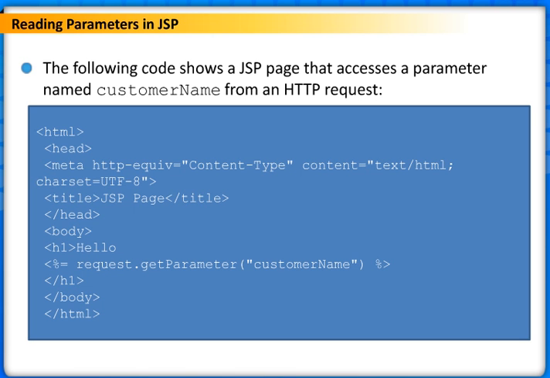The displayed code shows a JSP page that accesses a parameter from an HTTP request. In this code, this statement is using the request.getParameter method to access the value of the customer name parameter. Further, this value can be used to compute the desired result.